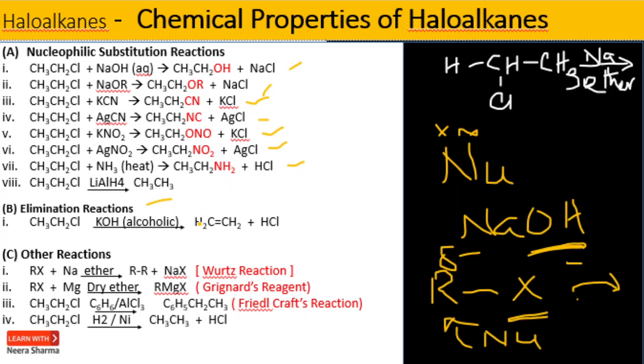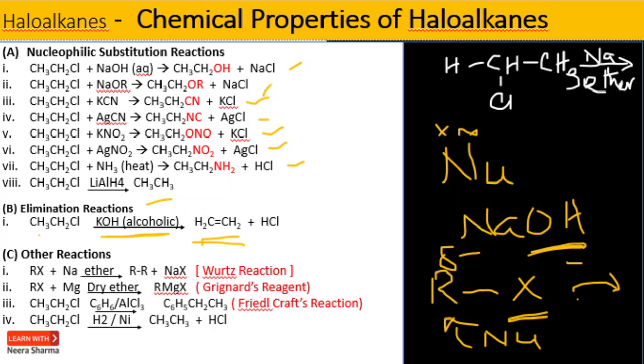Similarly, the elimination reaction is also important. With alcoholic KOH, one hydrogen and one halogen are removed to give an alkene. So whenever I want to prepare an alkene from an alkyl halide, I will be using alcoholic KOH.